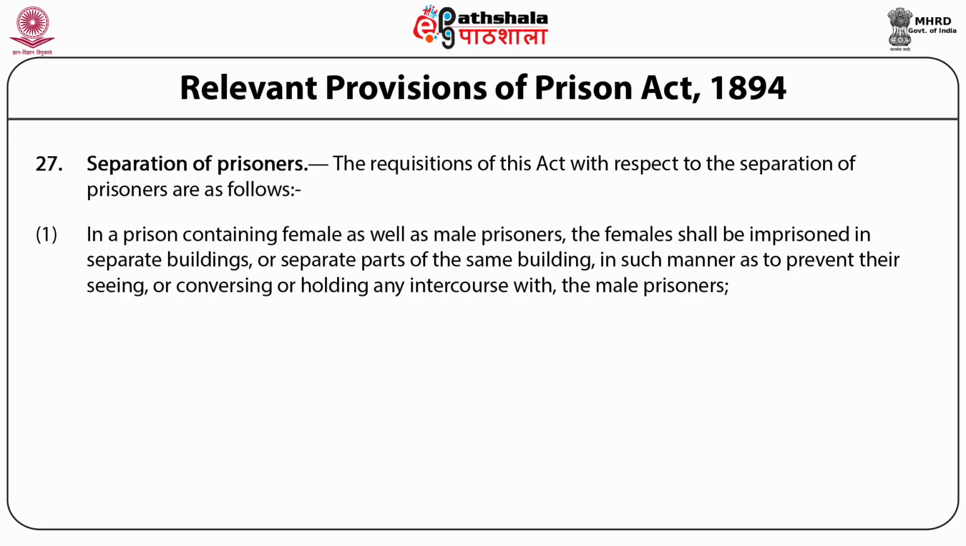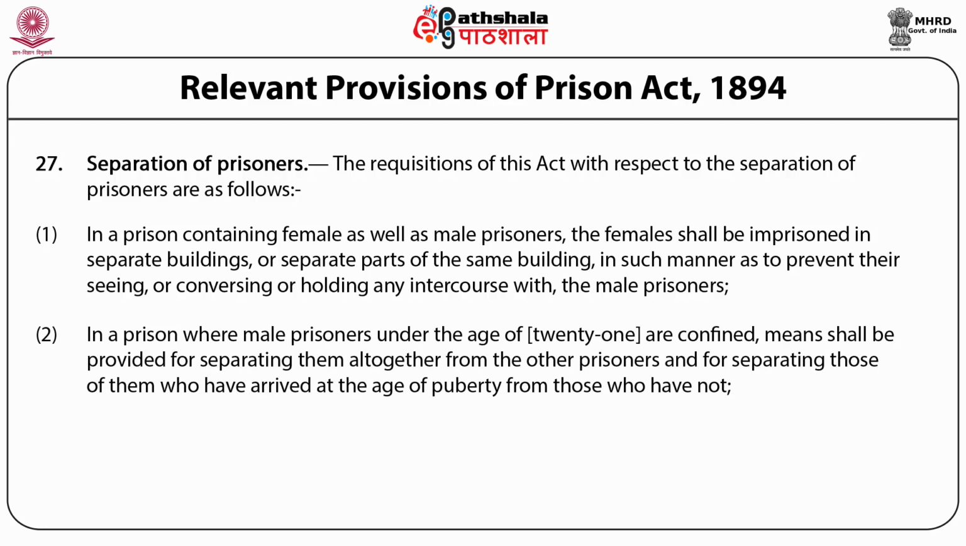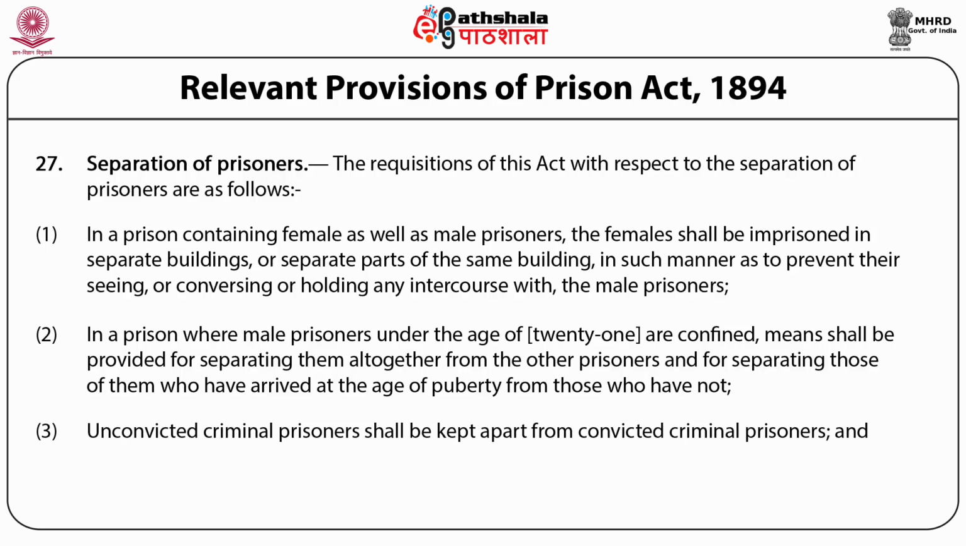In a prison where male prisoners under the age of 21 are confined, essentially they must be segregated from the general population. Means shall be provided for separating them altogether from other prisoners and for separating those of them who have arrived at the age of puberty from those who have not. So look at how specific the provisions of the Prison Act are. Essentially, if you arrive in prison at the age of puberty, you will be separate from those who have arrived in prison not at the age of puberty but are still under 21 years of age, and both these classes of prisoners must be segregated from all prisoners who are over 21 years of age.